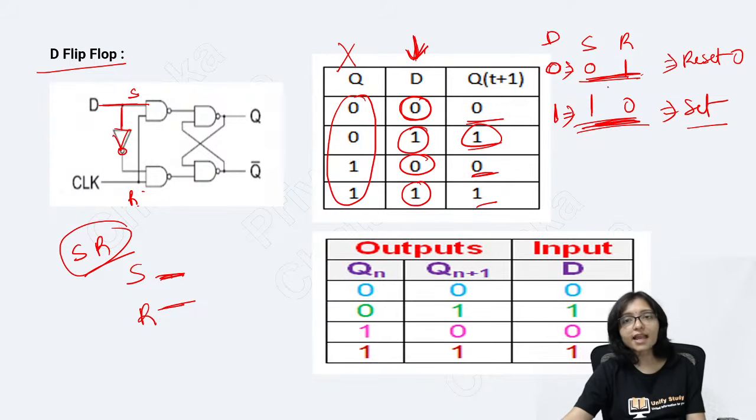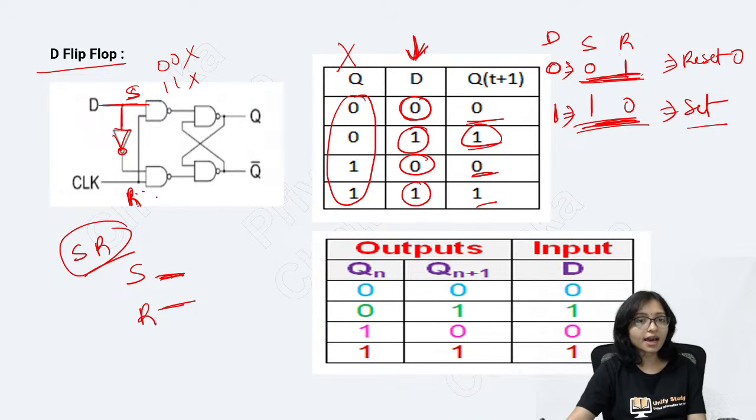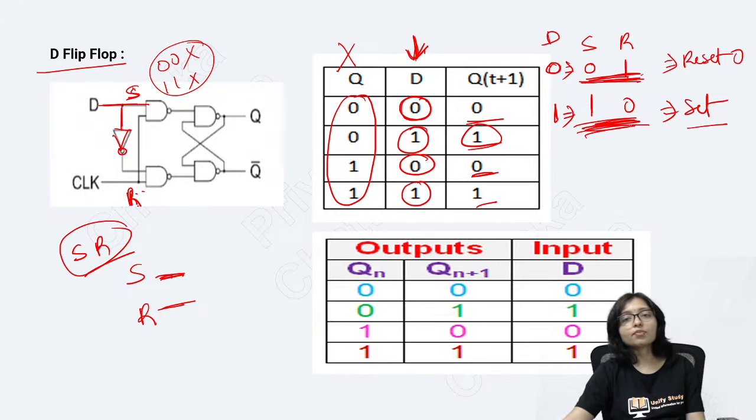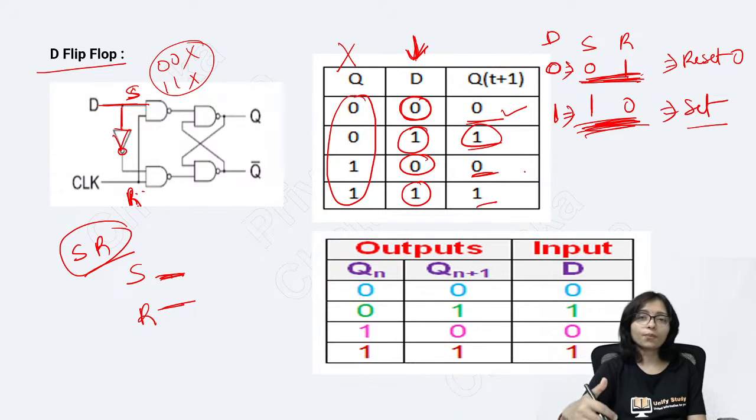Because D is actually depending on SR. Think this is my S, this is my R. Here 0, 0 not possible, 1, 1 not possible. Anyhow, for S and R, 0, 0 will not be possible, 1, 1 will not be possible. Only 0, 1 and 1, 0 will be possible. That's why it can only be 0 or 1. This is the way you have to relate the flip-flop.